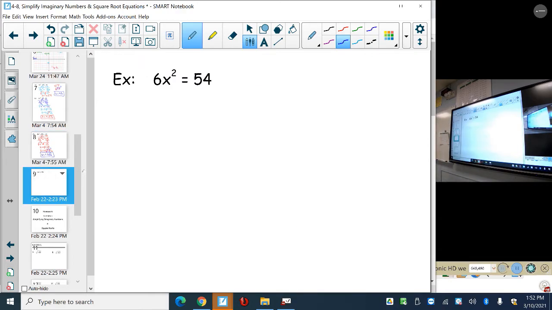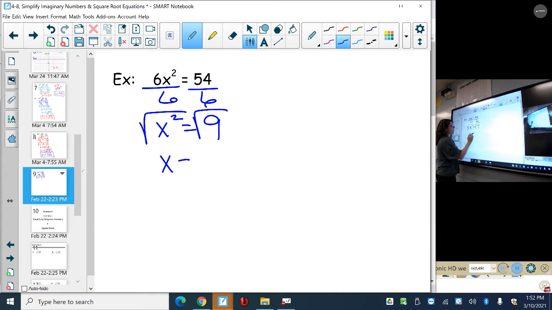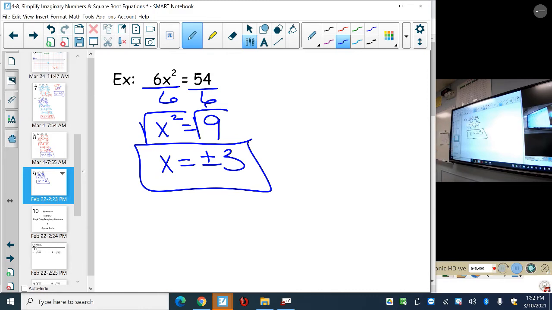Last example. Divide by 6. X squared is equal to 9. Take the square root. X is equal to just plus or minus 3 because it's not negative.